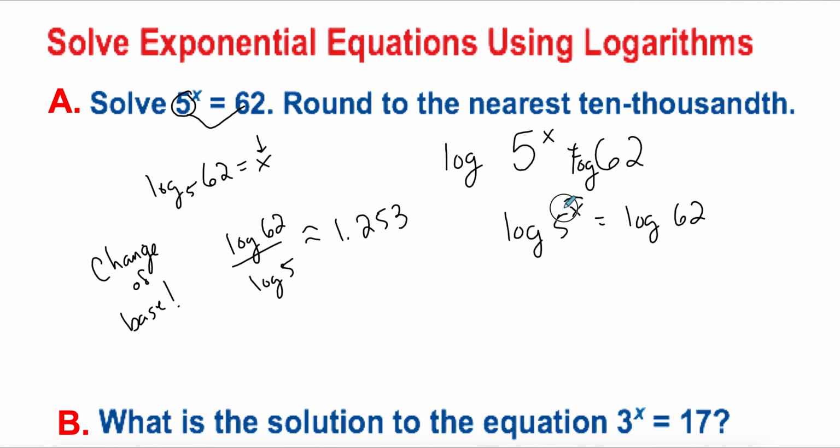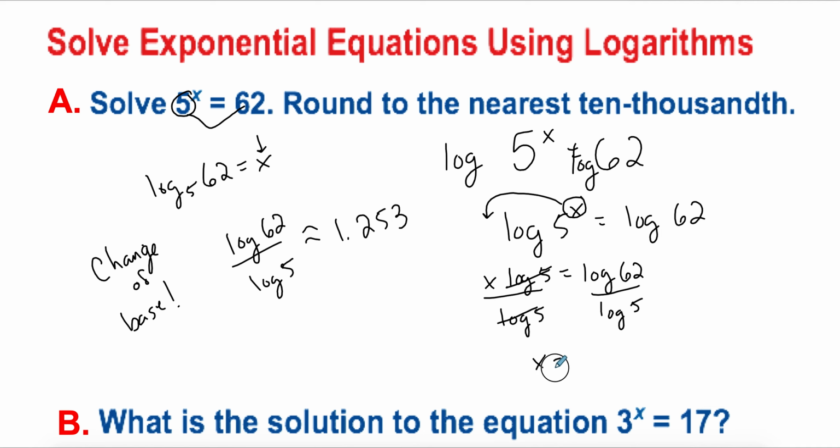And remember, we can take this now and bring it out front, which would be something like this. And if I wanted to get the x by itself, I would divide by log 5 on both sides, which would cancel out here. And you get log 62 over log 5, which is exactly what we did here.